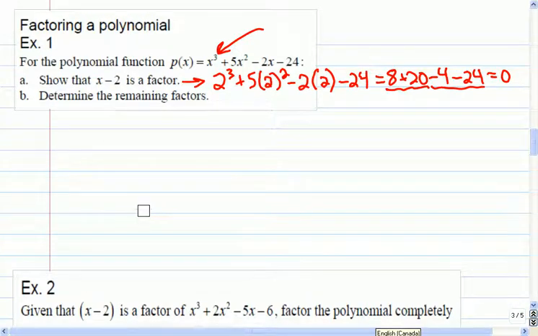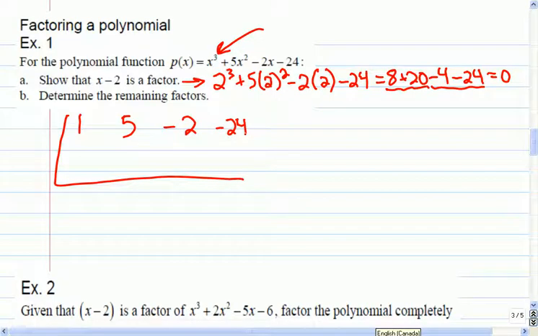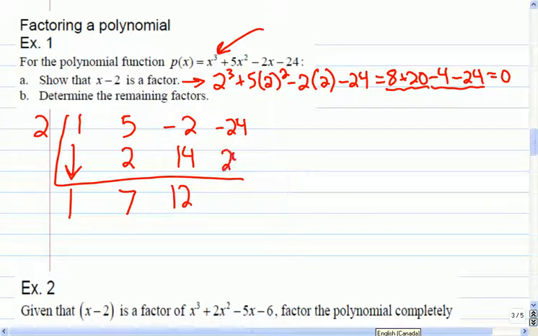Yeah, we can use synthetic division. That's a good shortcut. So my polynomial is 1, 5, negative 2, and negative 24. The number here will be a 2. So it'll be 2 times 1 is 2. Add them together, 7. 2 times 7 is 14. Add them together is 12. 2 times 12 is 24. And that's a 0. Now, how do I know ahead of time that that must be a 0?